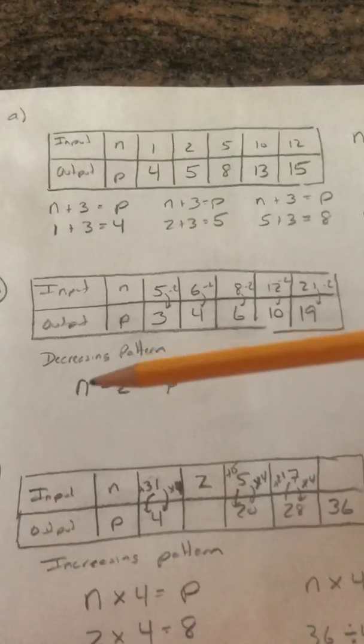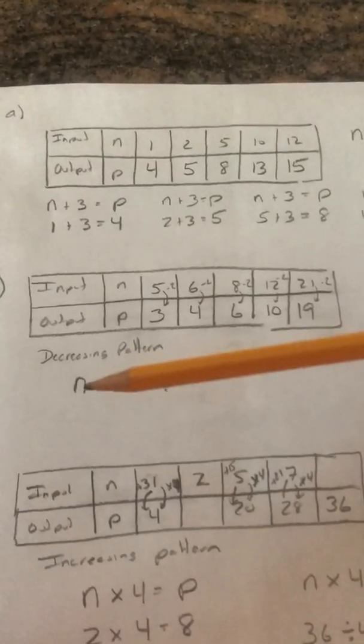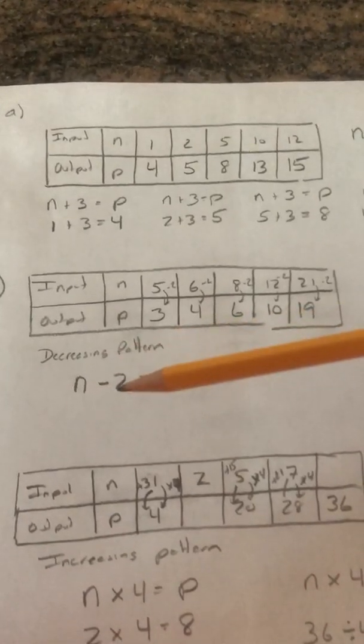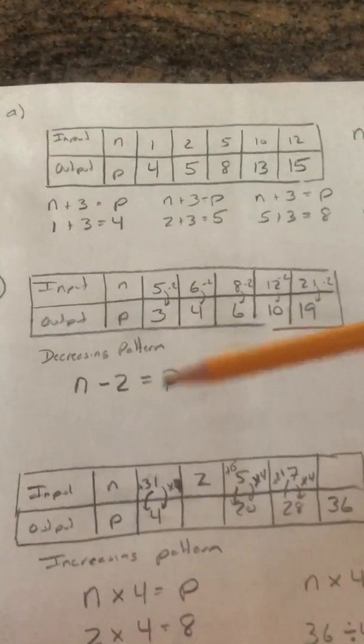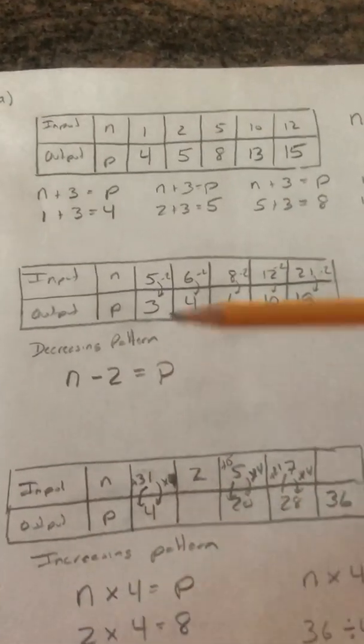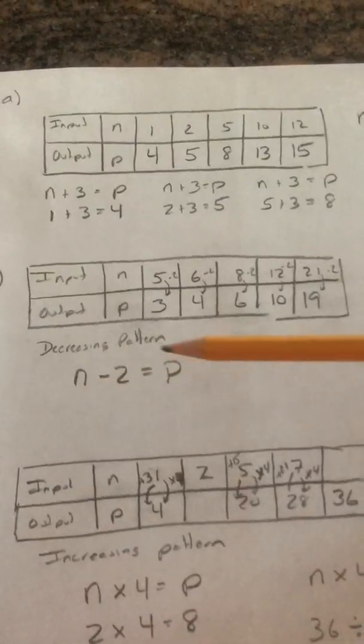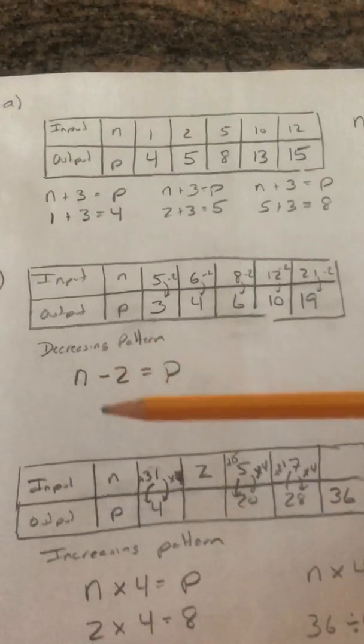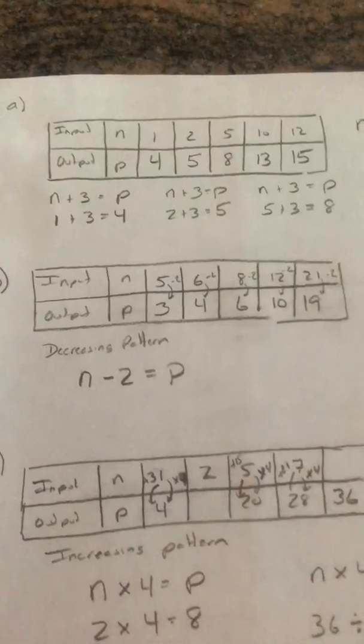So when I do this, I'm going to do N, which is my input. I'm going to subtract 2 all the time. And then that's going to equal my output, which in this case is going to be P. So here's my number sentence or equation, as we like to call it in 5th grade, for this input-output table.